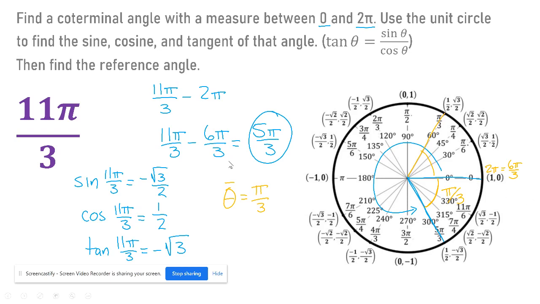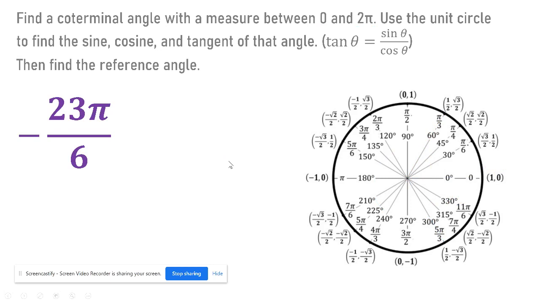One more, negative radians. So we have negative 23 pi over 6. Same idea. We've got to get between 0 and 2 pi, so we know where this is on the graph. Since we're negative, we need to add 2 pi. So I'm going to start with negative 23 pi over 6 and add 2 pi, which since we're over 6, is 12 pi over 6. And when I do that, I will get negative 11 pi over 6.